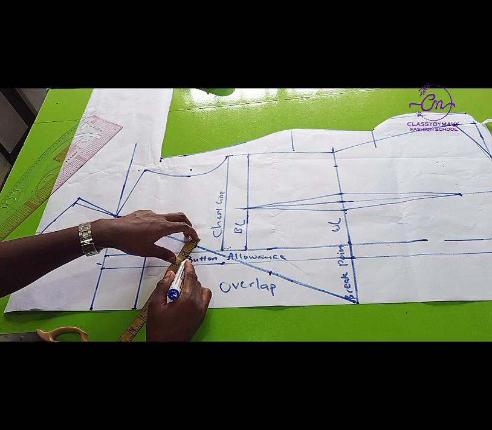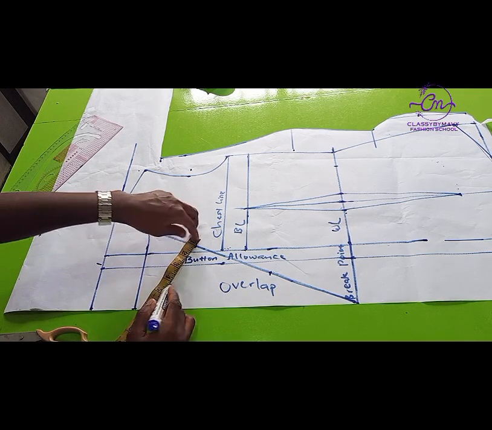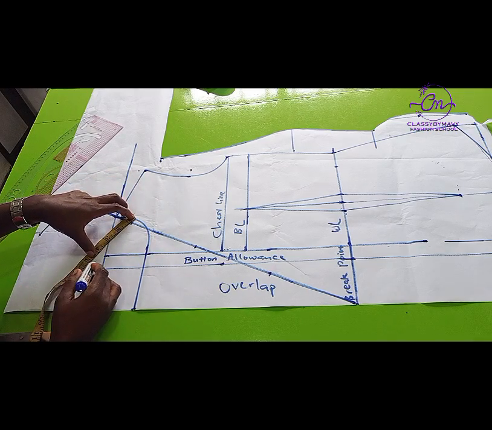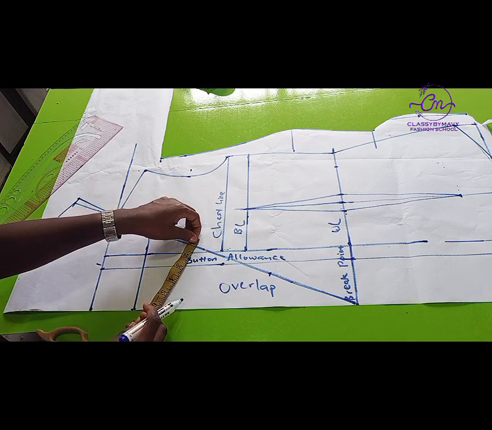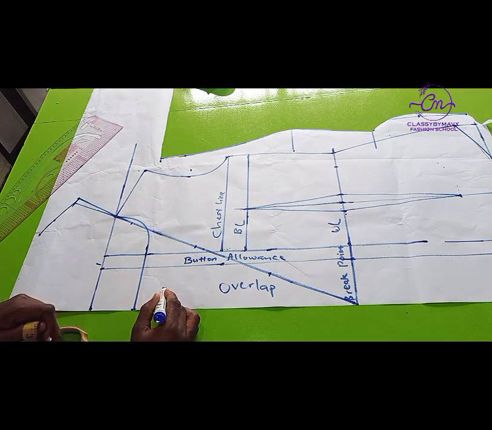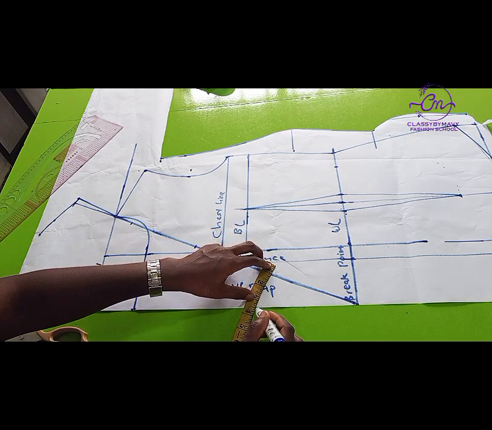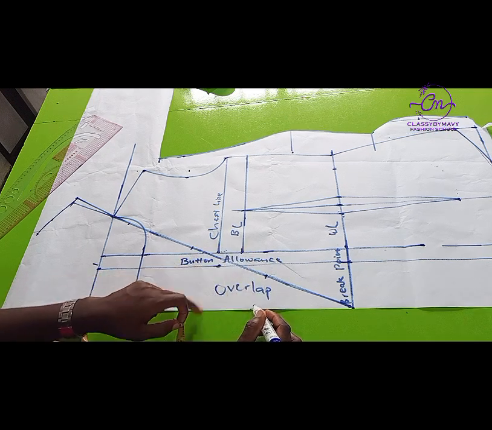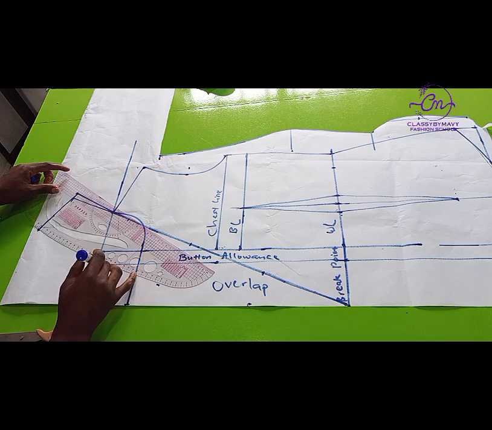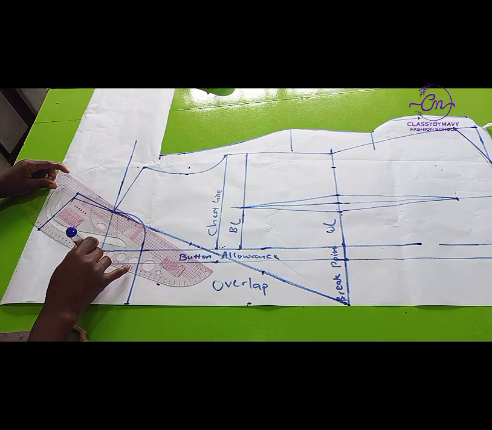Now 3 and 3/4. Then next 3.5. I keep reducing the inches. Here 3 and 3/4, 3 and 3/4 here, and then 3.5 here, 3.5 here. Then on the next line, I'll just mark 3 inches, 3 inches or 2.5. Okay, can you see? Now I'll join with a little bit of the curvy part of the ruler.